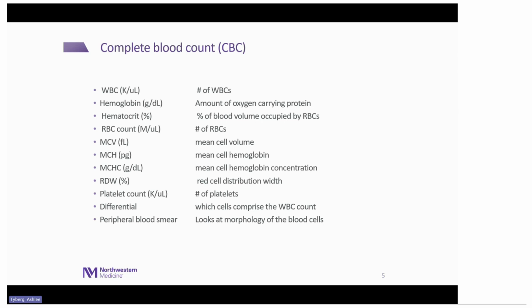That's very important, because that could actually help us figure out what kind of leukemia somebody might have. If the lymphocytes are high or eosinophils are high, it really gives you a good idea about what you're dealing with right off the bat.